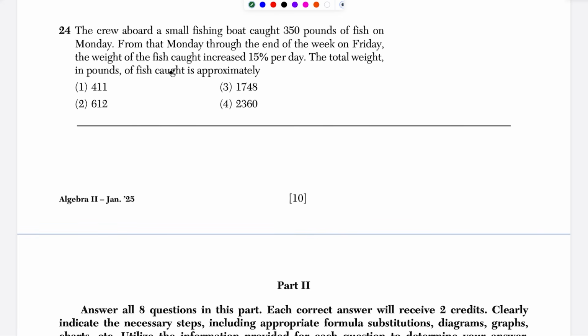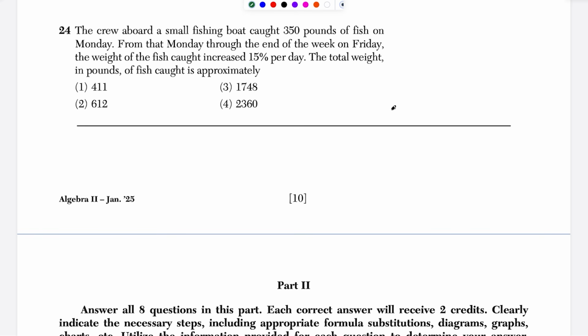Question 24, the crew aboard a small fishing boat caught 350 pounds of fish on Monday. From that Monday through the end of the week on Friday, the weight of the fish caught increased 15% per day. The total weight in pounds of fish caught is approximately, and we have these 4 options to choose from.